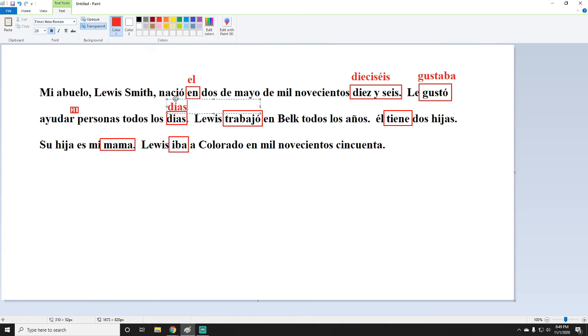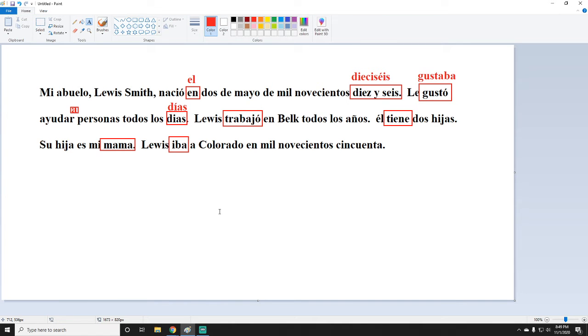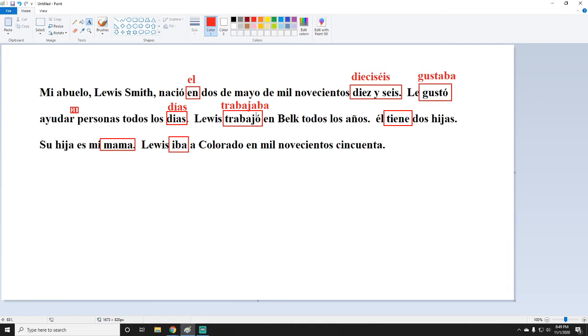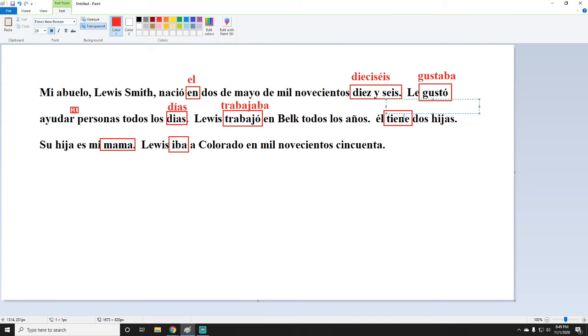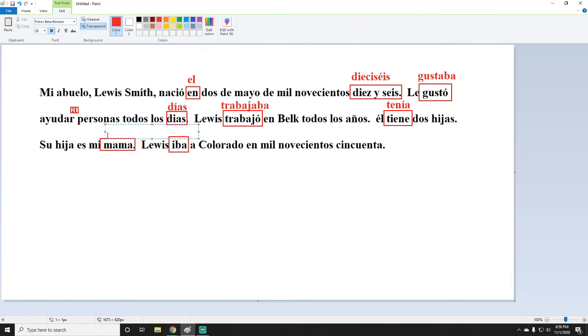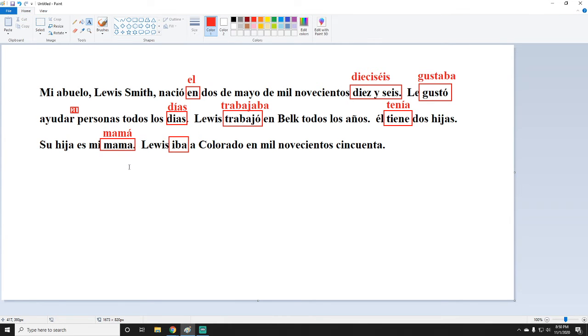One thing that I will say that I've been seeing too much of is accent marks not being there. Okay, like right here, there is an accent mark. There should be, though, trabajaba. He used to work at Belk every year. But this I'm seeing too much of you not putting an accent mark at all. And here, you don't want to say he has two. You want to say él tenía. He had two, because the idea is this person has passed away. He had two. Okay, su hija es mi mamá. So I could have circled something simply for an accent mark. It doesn't mean the whole thing is completely wrong.